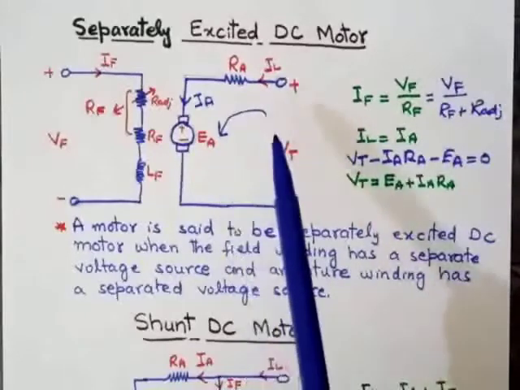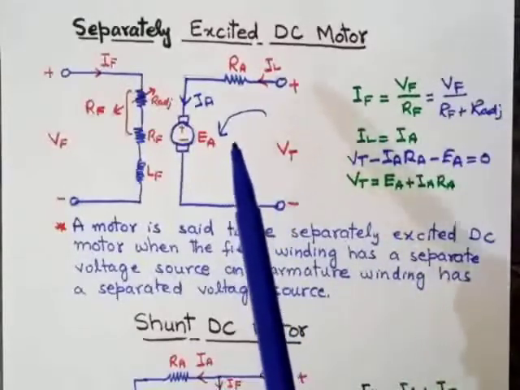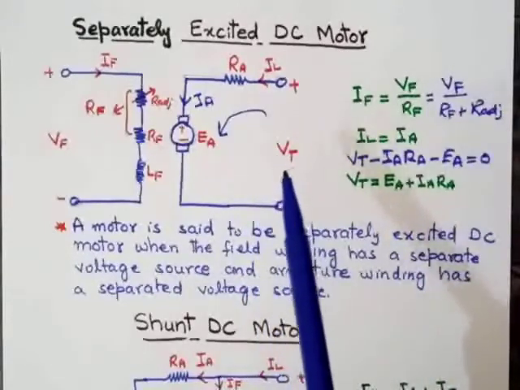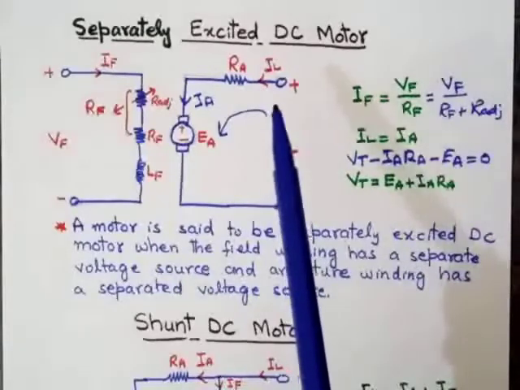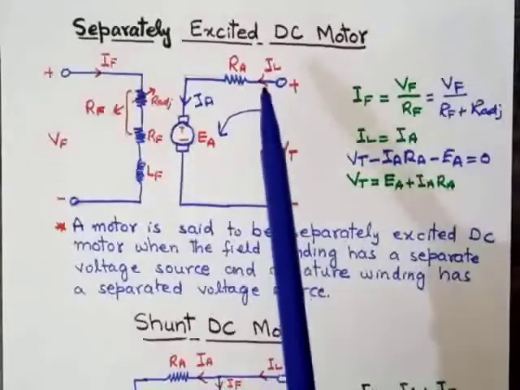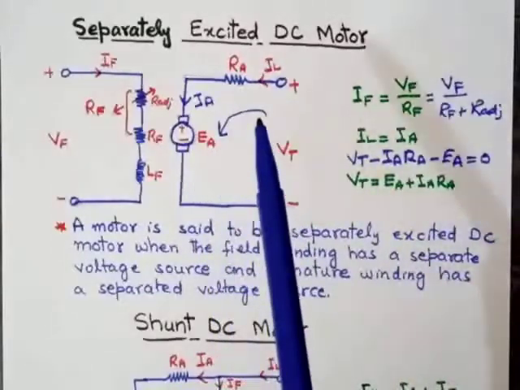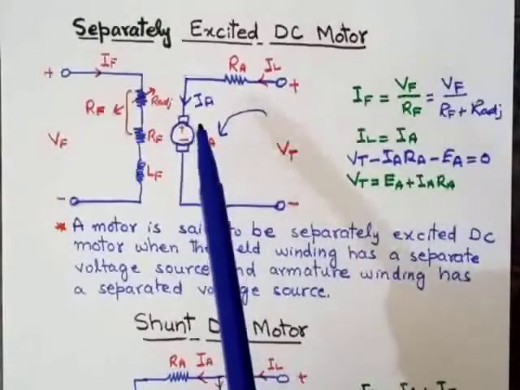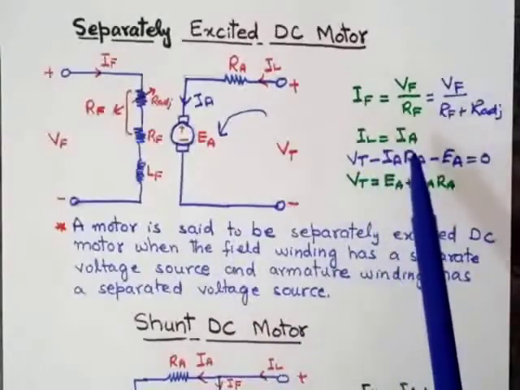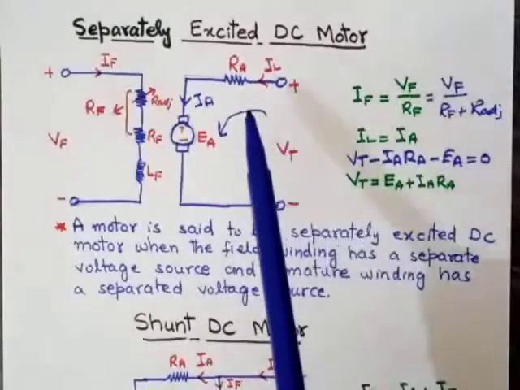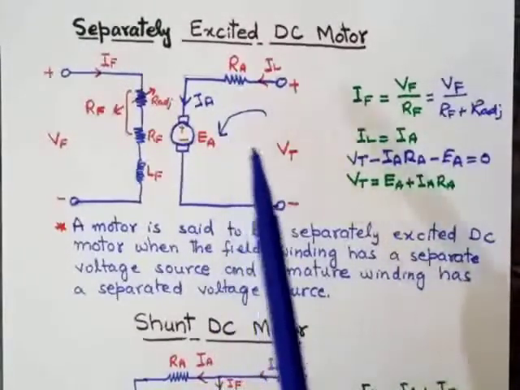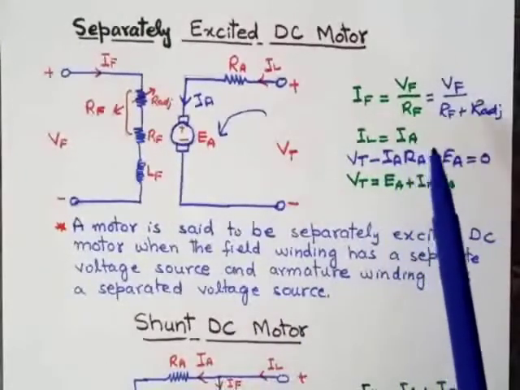Now, at the armature side of the circuit, the voltage source is the terminal voltage Vt, and due to the terminal voltage Vt, the current is IL, called line current. In case of a series circuit, the current remains the same. So IL will be equal to Ia, that is, line current will be equal to armature current because the circuit is a series circuit.